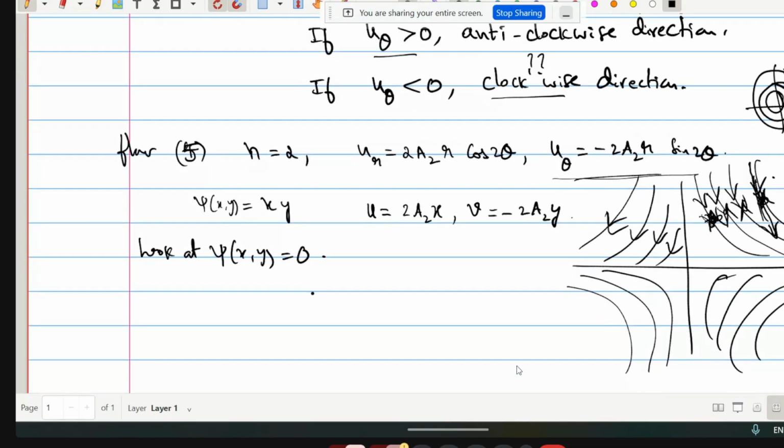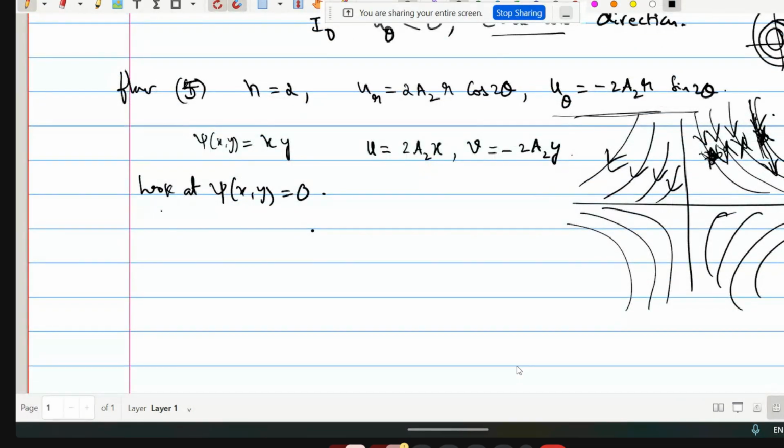Okay. Another point that I want to convey is to look at this one. What is the meaning of psi equal to 0? This implies xy equal to 0. That will give me the stagnation points, that is x equal to 0, y equal to 0, isn't it? So all the stagnation points are basically on the axes, right?